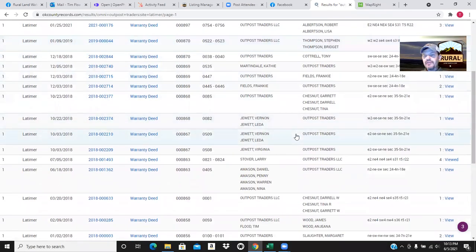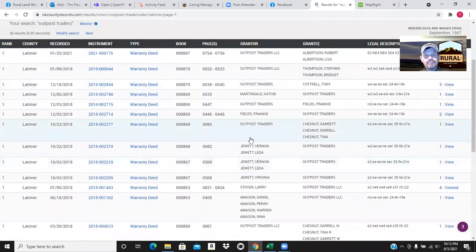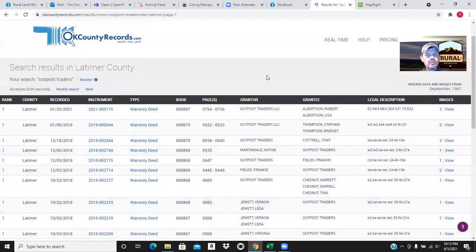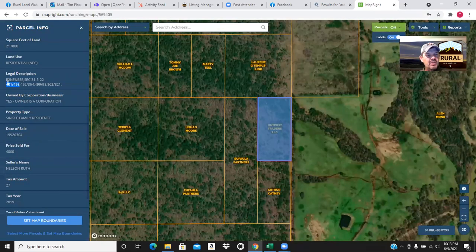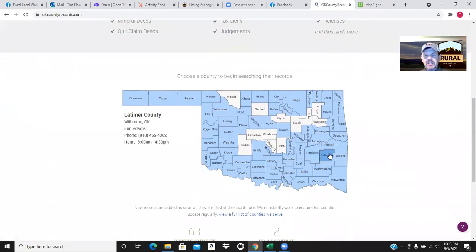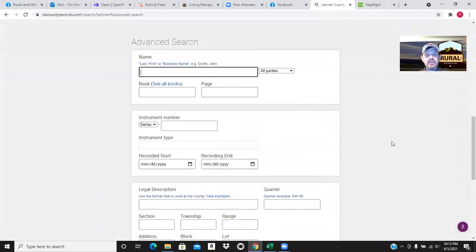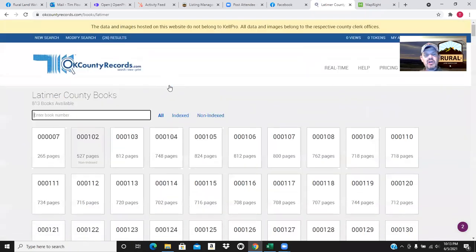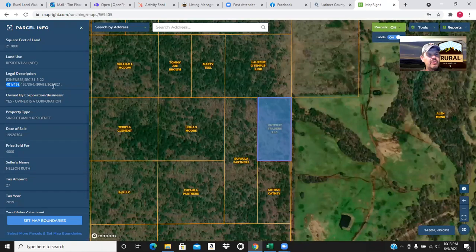And so here are all of the transactions with Outpost Traders associated with them. But look at this. Here's something we can do with these numbers over here, book and page. Let's start from the very beginning. Let's go to Latimer County, then to advanced search. Here in the advanced search column, see all books. These are recorded from most recent over here to furthest back in history the other way. You can see these numbers get bigger.